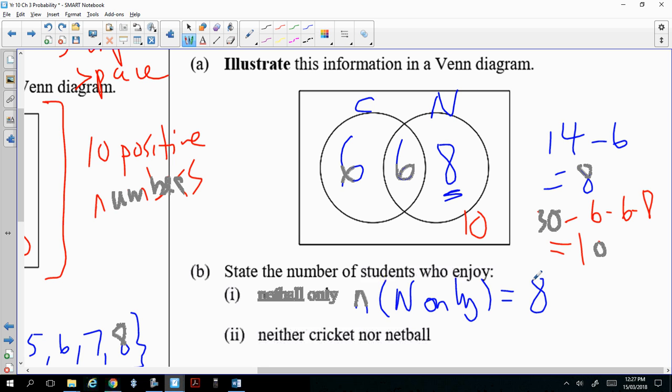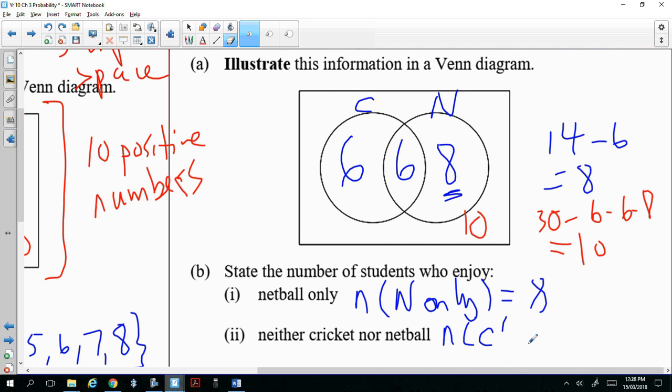Actually, I got the wrong symbol. It should be not in cricket and not in netball. Okay, what would that be? Not in cricket, not in netball will be 10. Good.